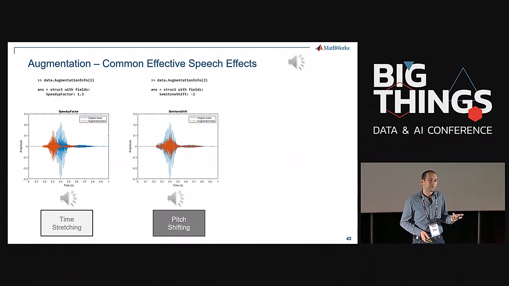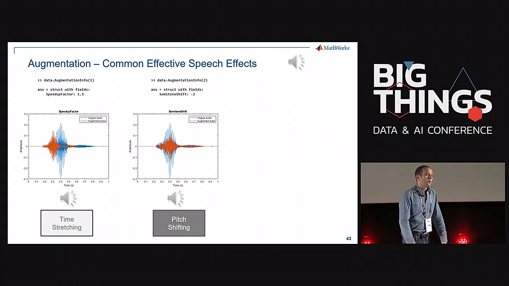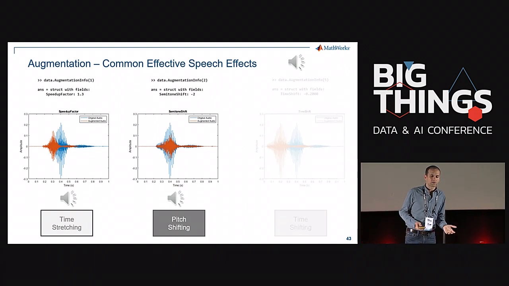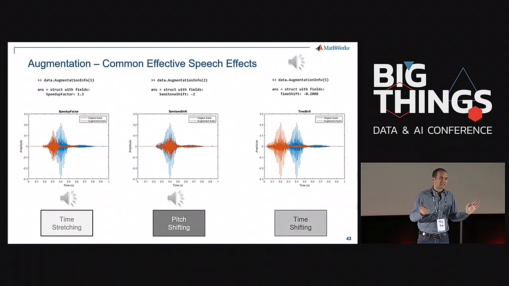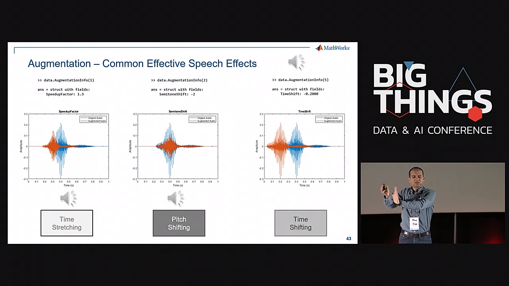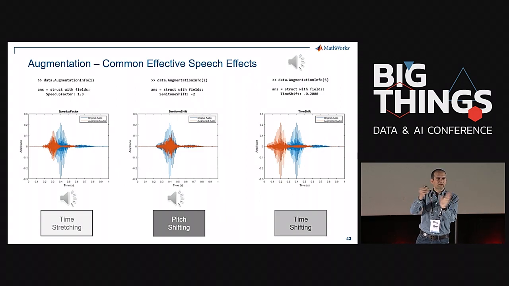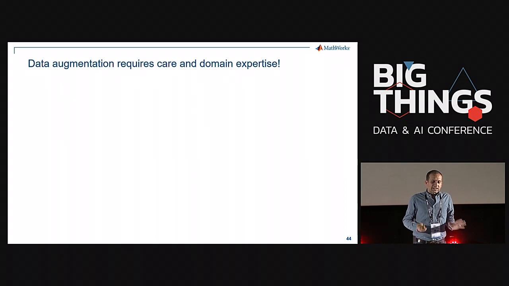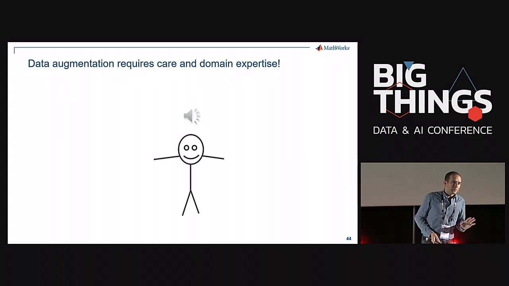Okay, accounting where people are just more relaxed or more depressed or happier or in a hurry or the opposite, okay? Things like time stretching, where the sound doesn't change, but it allows you to make the network more responsive to different positions based on how it scans the signal. It's clear that there's some domain expertise required.